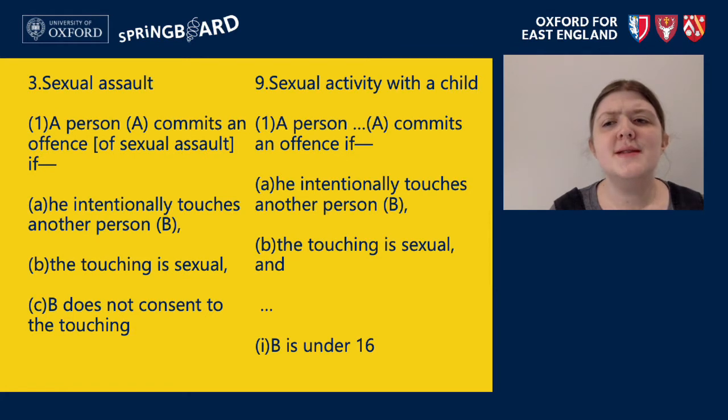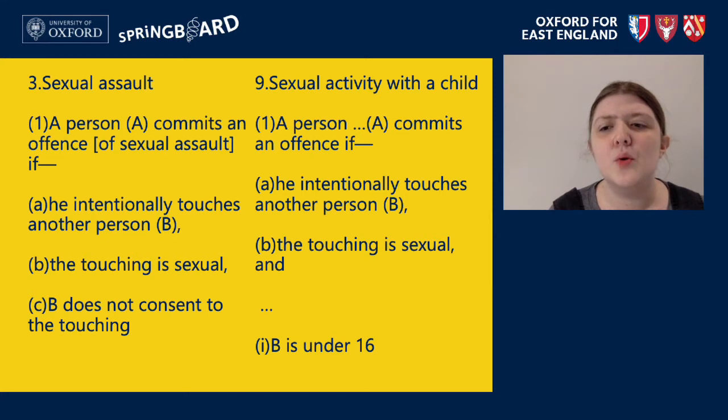What do you notice is different between these two sections? Well, first of all, obviously there's a difference in victim. In section 9, the victim is under 16. Is that all? Crucially, look at the requirement for consent. Consent is simply agreeing that someone can do something. I can give consent for someone to borrow my computer, and I can give consent for someone to touch me in a certain way. Consent is mentioned in section 3, but not in section 9.